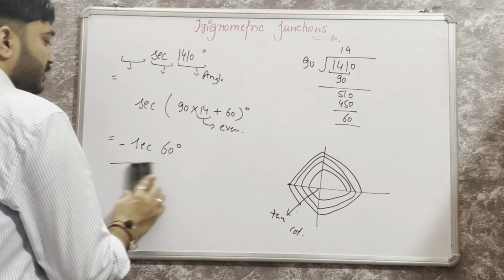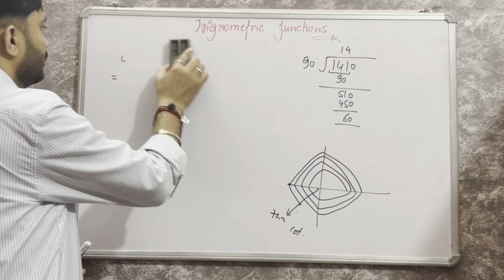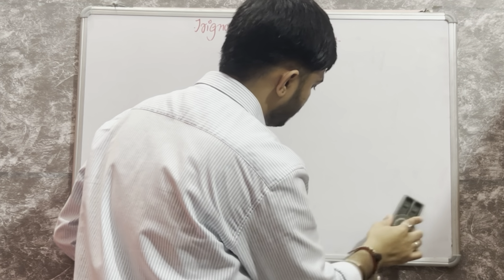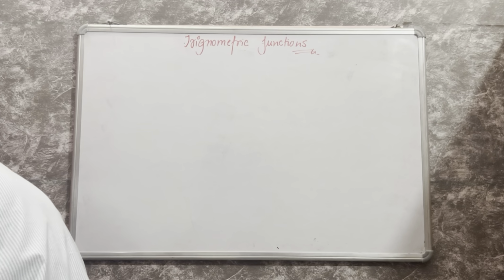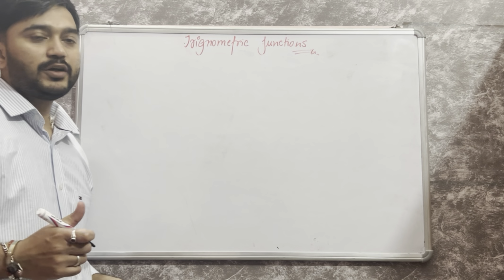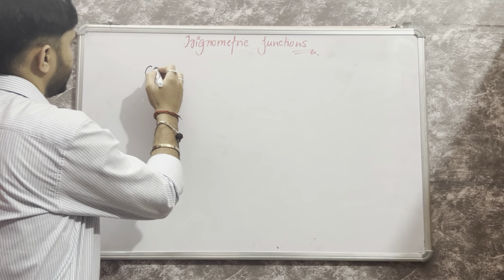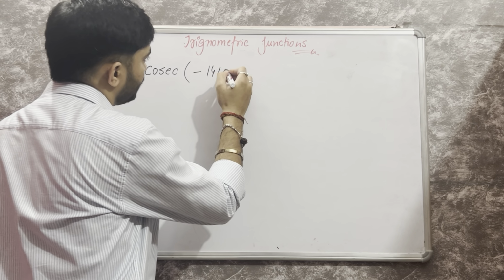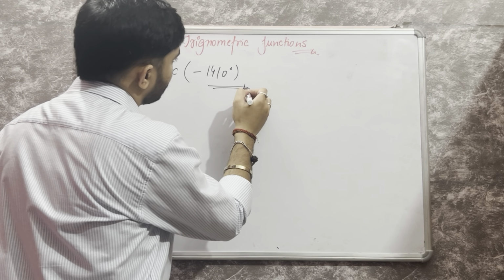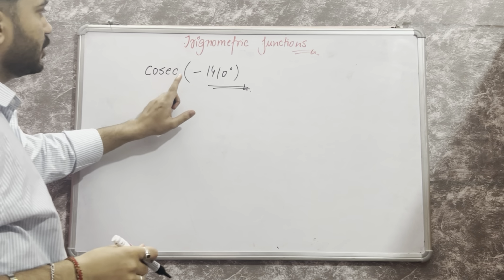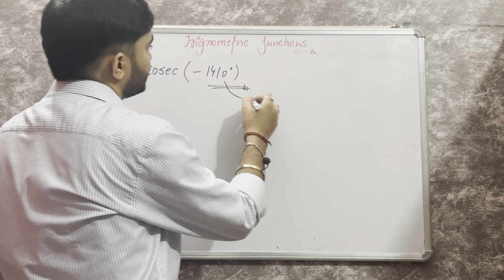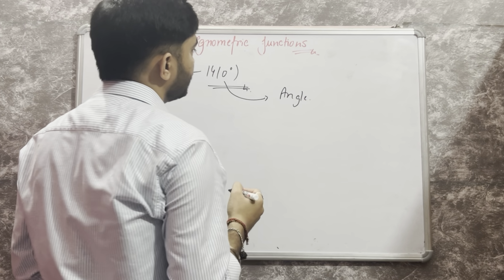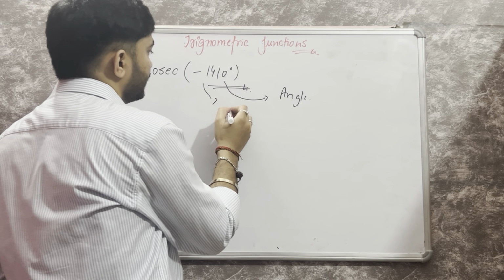Moving towards the next question, that is cosec minus 1410 degrees. How are we going to solve this? Because at first the angle was positive in previous cases, but here the angle is negative.